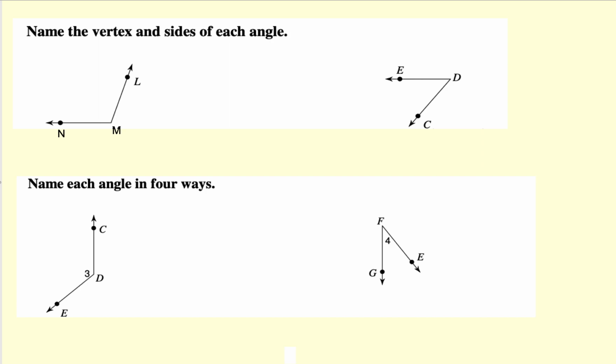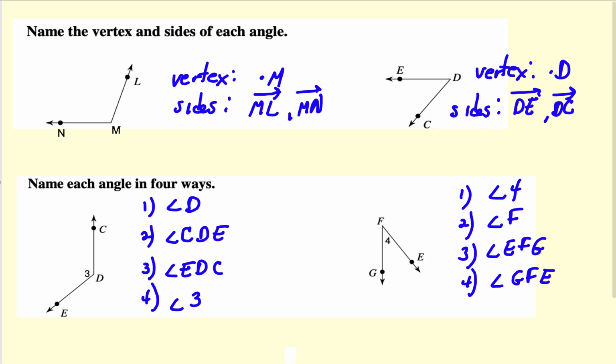All right, I'd like you to stop the screencast and see if you can answer questions on vocabulary for an angle. Here are the answers.